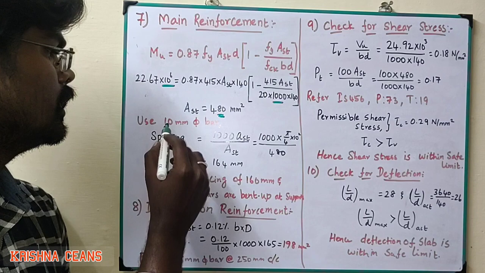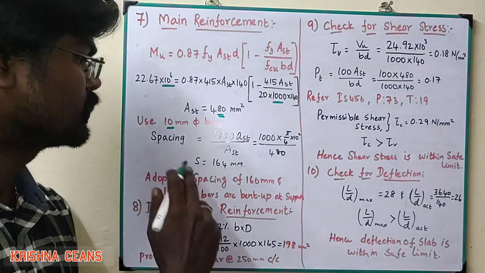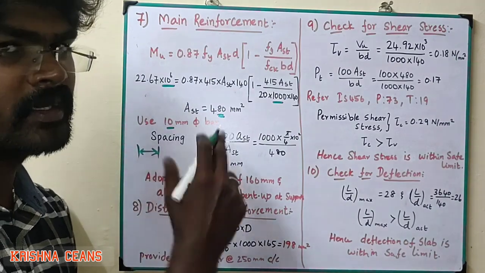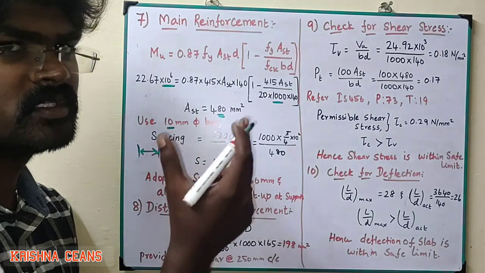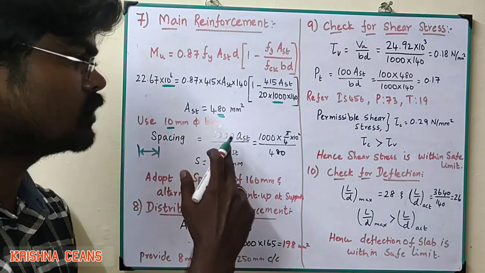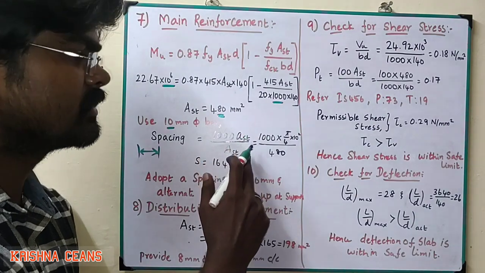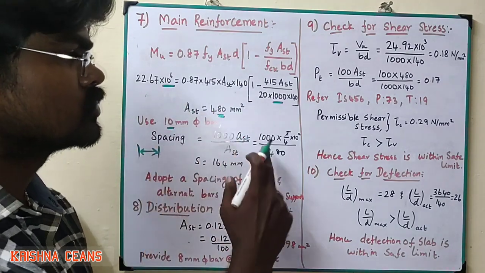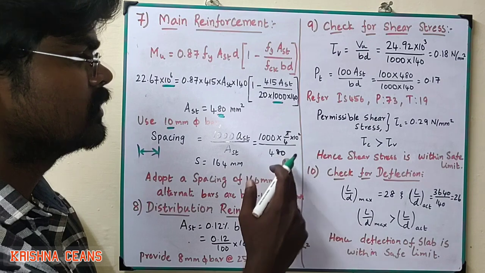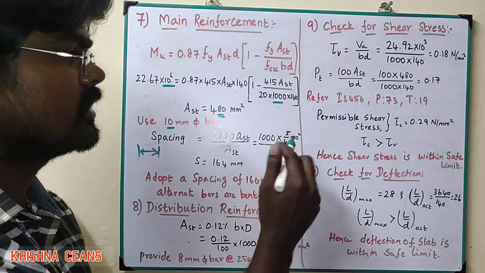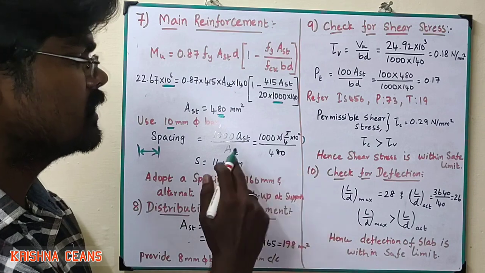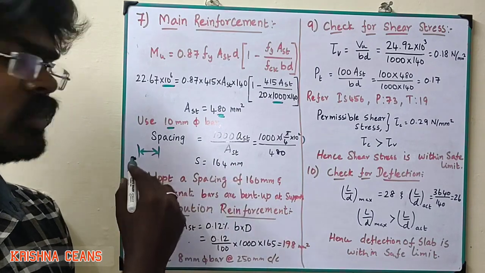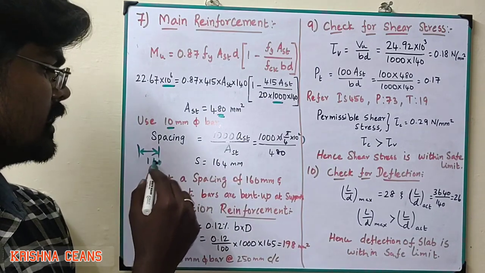So we have to provide a 10 mm dia bar for the slab. Now the spacing between one reinforcement and another. We always design for 1 meter, that is 1000, so 1000 into small ast divided by capital Ast. Overall reinforcement is 480, and we are providing single reinforcement. So 1000 into pi by 4 into 10 square, the pi d square by 4 formula for area of steel, divided by capital Ast. So we get 164 mm. The spacing between one reinforcement and another is 160 at least we have to provide.